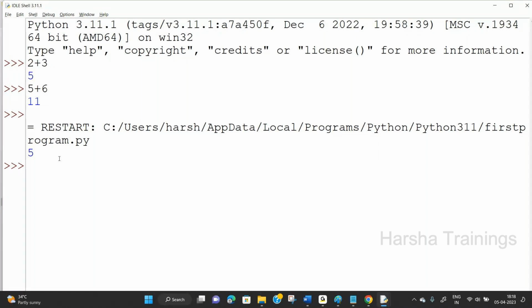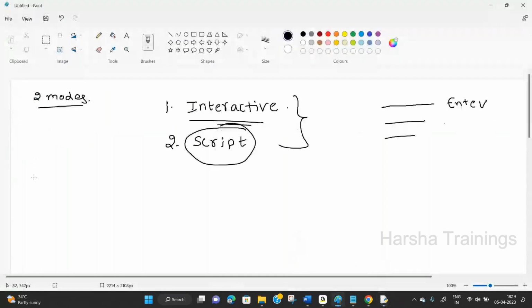Now you understand, in the script mode, we are writing the program. After execution, we transfer back to the interactive mode. In the interactive mode, the output is displayed. Now, my first concept is completed. Any doubt? What is my first step?